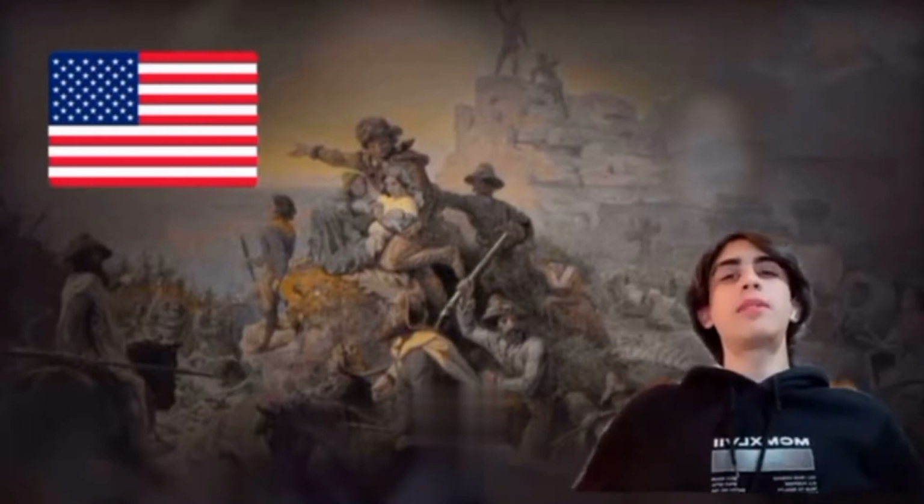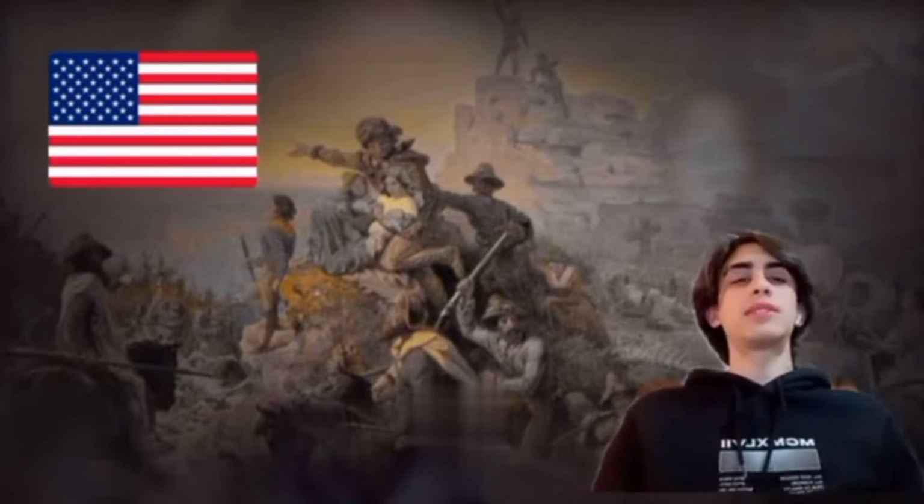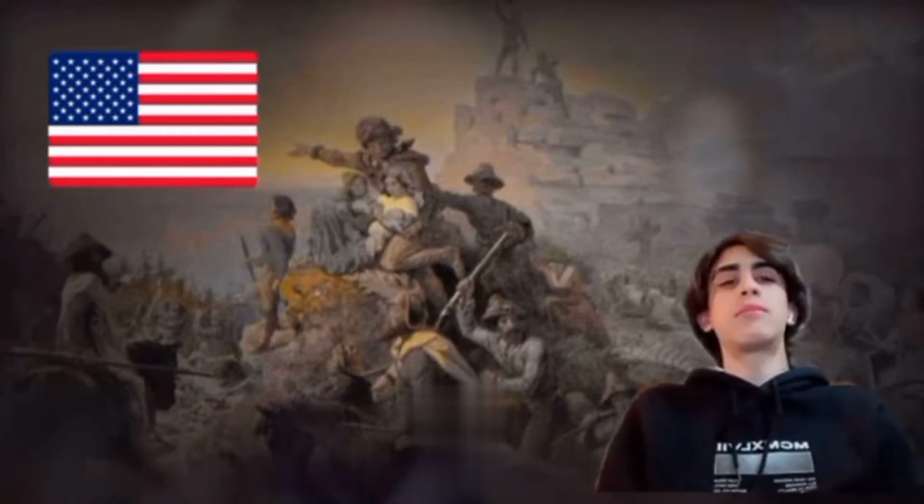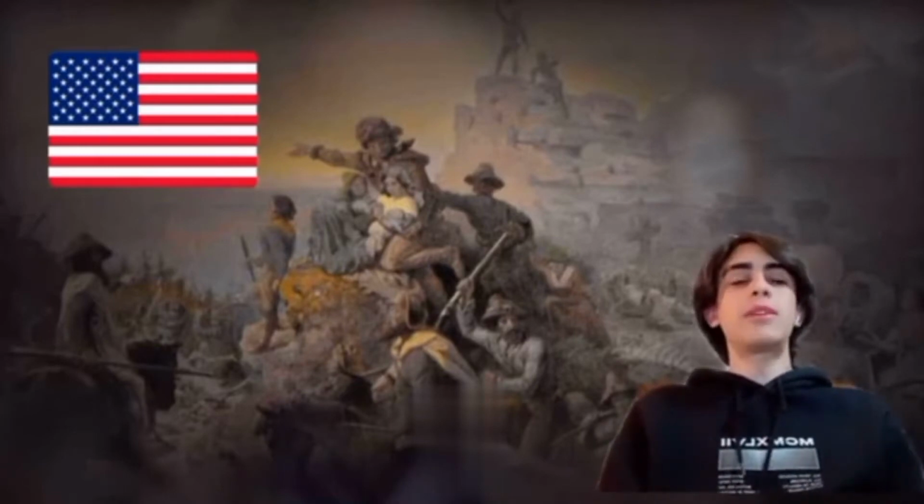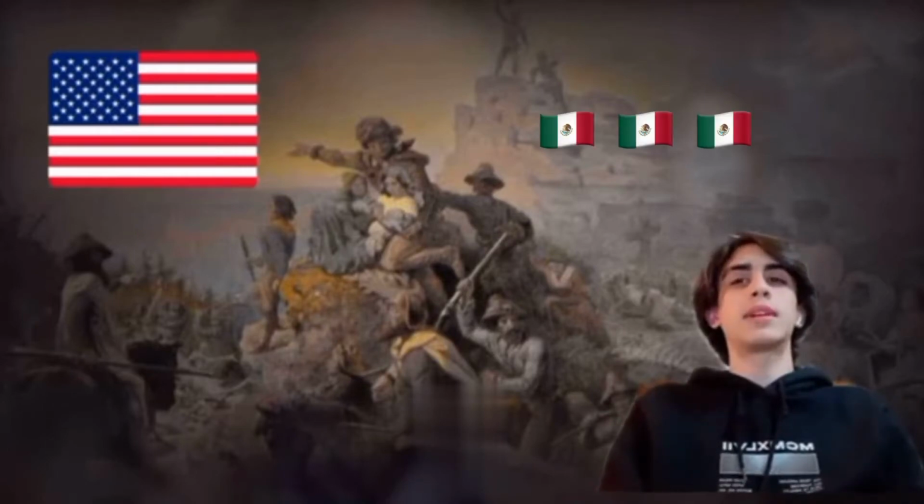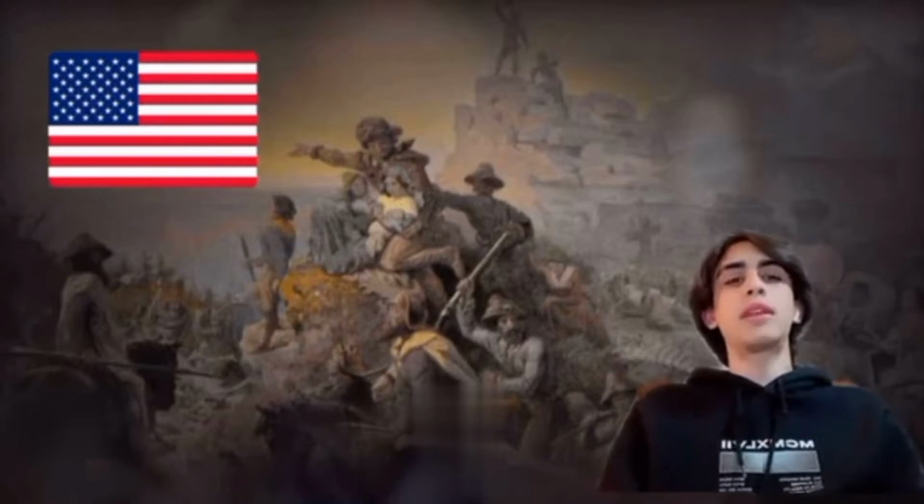Manifest Destiny was the belief that the United States is destined to spread self-advancement, civilization, and democracy across the continent to the Pacific Ocean. It contained racist ideas that it was acceptable to remove Native Americans and Mexicans from their land because they were holding up progress.